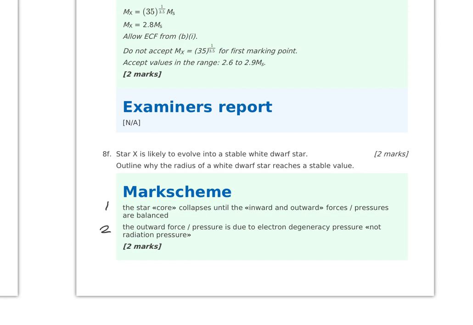The star collapses until the inward and outward forces equilibrate, they balance out. And the reason why that's true is because of the electron degeneracy pressure. The electrons get so close together that their Coulomb forces push against each other, and there's not enough mass to gravitationally crush beyond that pressure.